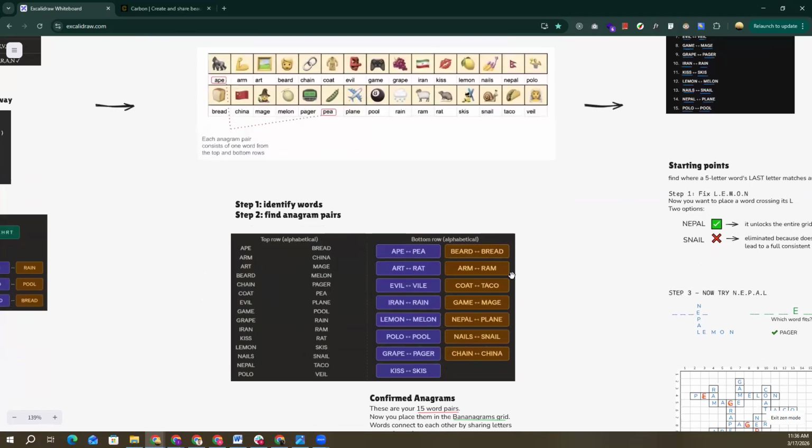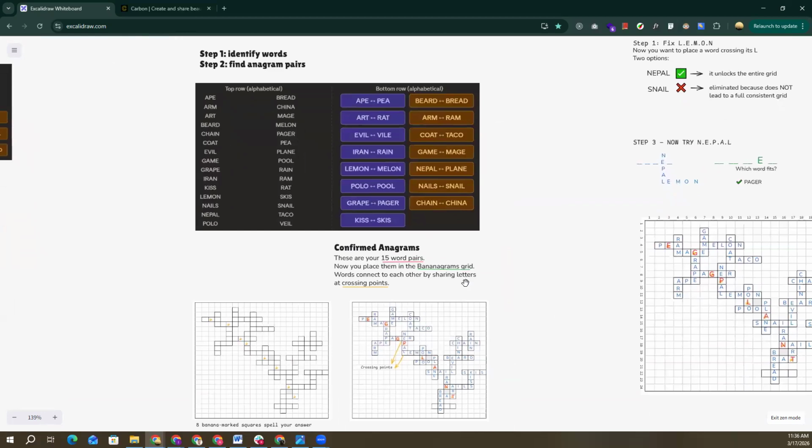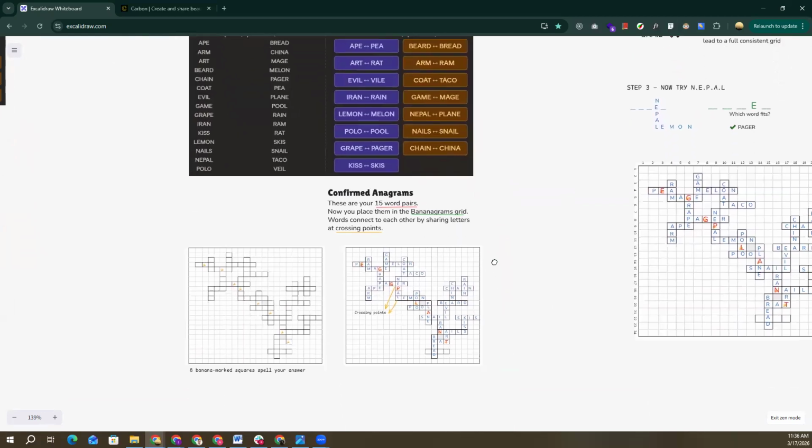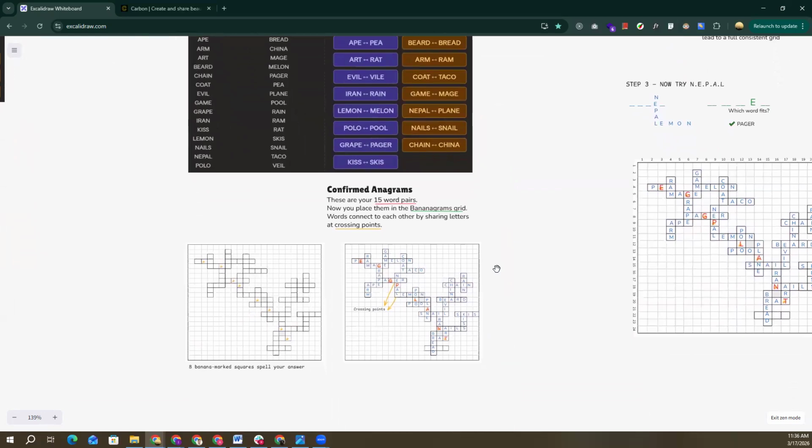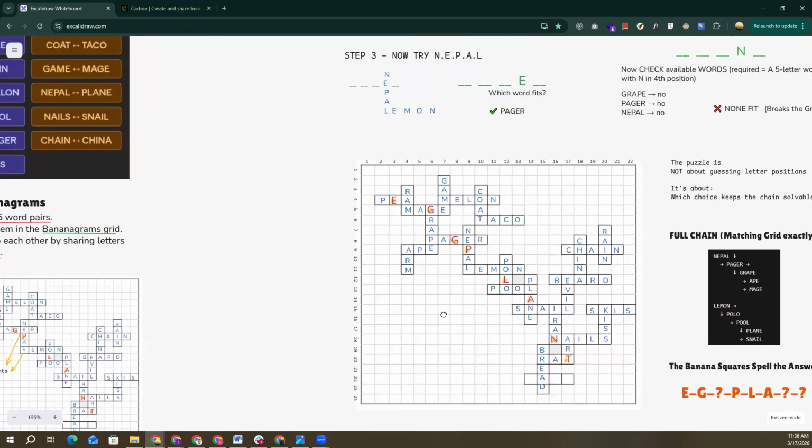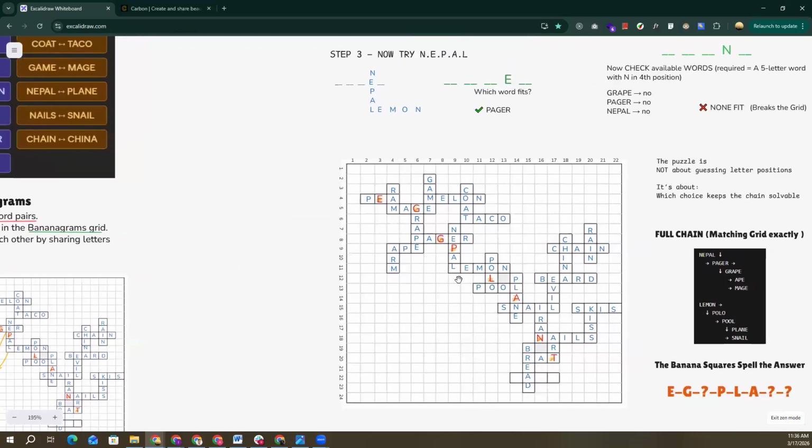Step 2, you placed all 15 words into a Bananagram-style crossword grid. The key entry point was Nepal crossing lemon at the letter L. That one crossing forced almost the entire rest of the grid like a chain reaction. 8 squares in the grid were marked with banana symbols. You read those 8 squares and got eggplant. Final answer is eggplant. And yes, banana puzzle, eggplant answer, completely accidental, completely perfect.